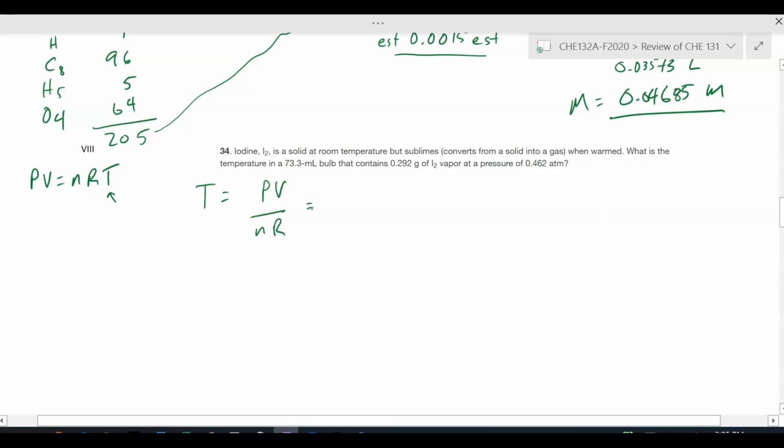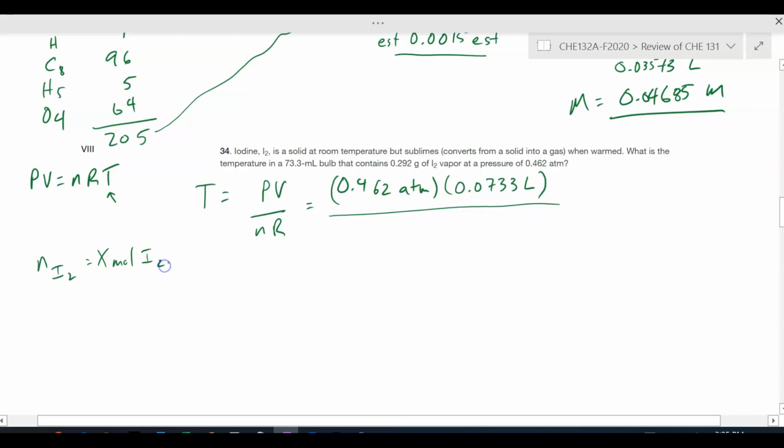So the pressure is 0.462 atm. The volume, we're going to want the volume in liters, so that's going to be 0.0733 liters if you do that conversion. We've got to calculate moles. So how many moles of I2 do we have? That's the same thing as saying n of I2. We've got 0.292 grams of I2, and we're going to multiply by 1 mole over the molar mass of I2.